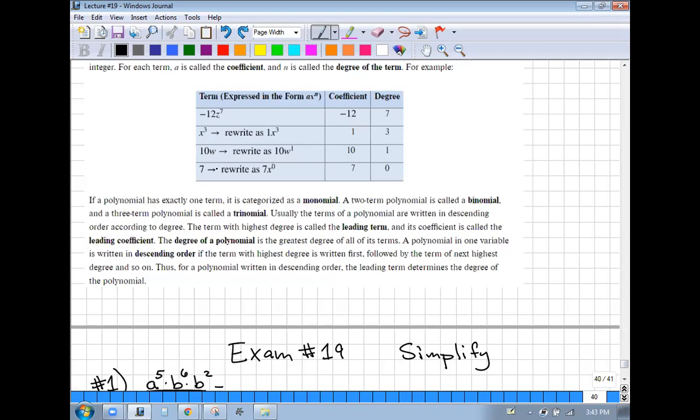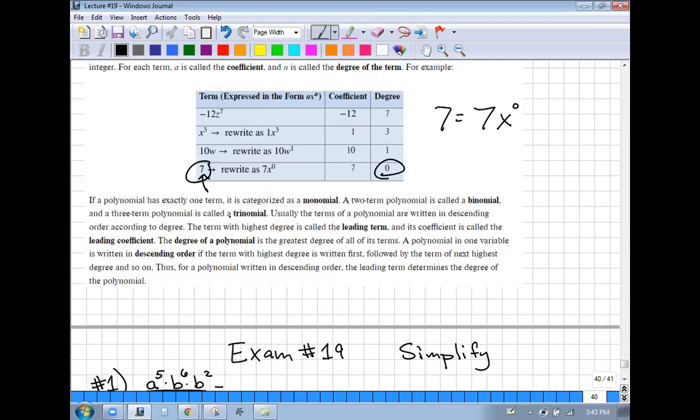10w is the same as 10w to the first power. So your coefficient is 10, your degree is 1. 7, the coefficient is 7. There are no x's, right? There is, it's x to the 0 power. Remember, anything to the 0 power is 1. So if you just see a number, that's a 0 degree polynomial. You have 0 x's there.